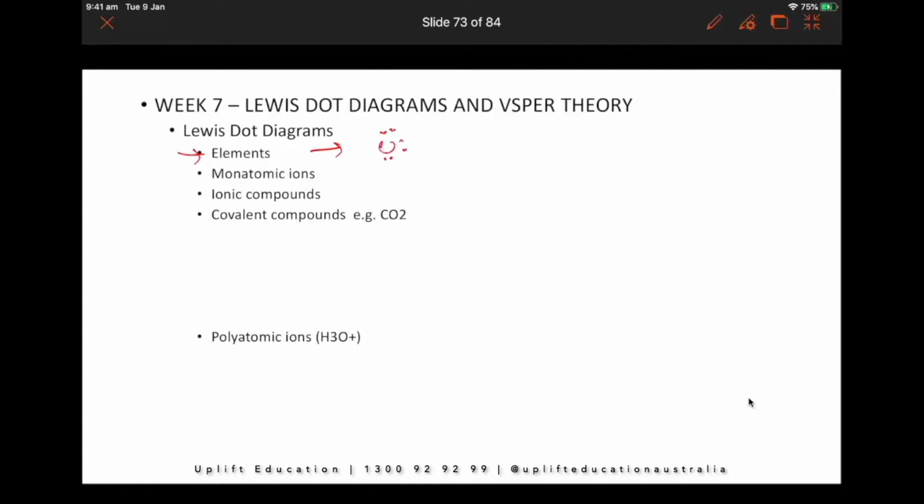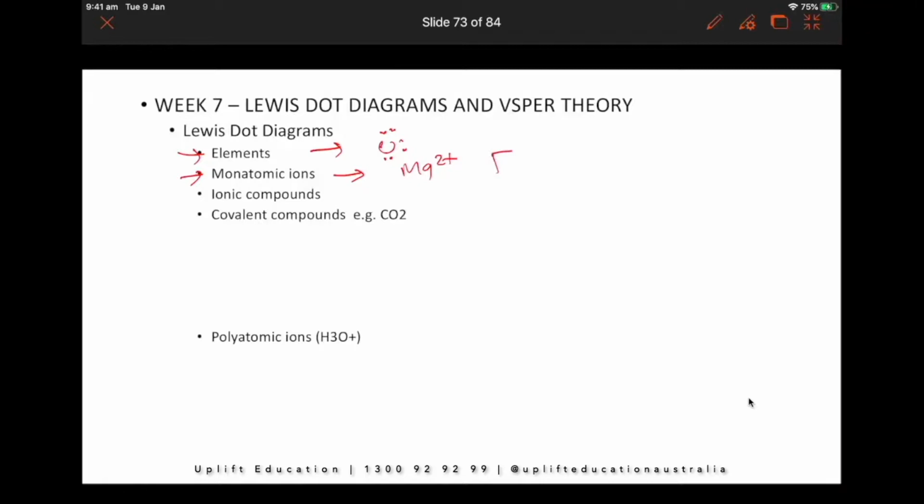Then you can look at monatomic ions and how to draw Lewis dot diagrams for those. So again, these are pretty easy. Count the number of valence electrons that the ion has. For example, if you're looking at magnesium 2+, we know that magnesium is a metal with 2 valence electrons. As an ion, it actually loses those 2 valence electrons and gains a positive 2 charge.